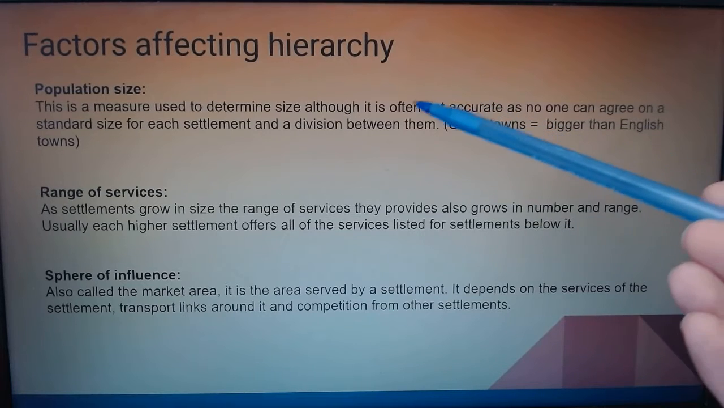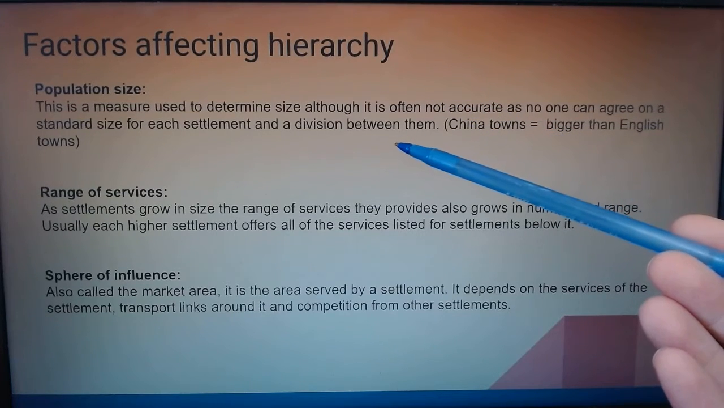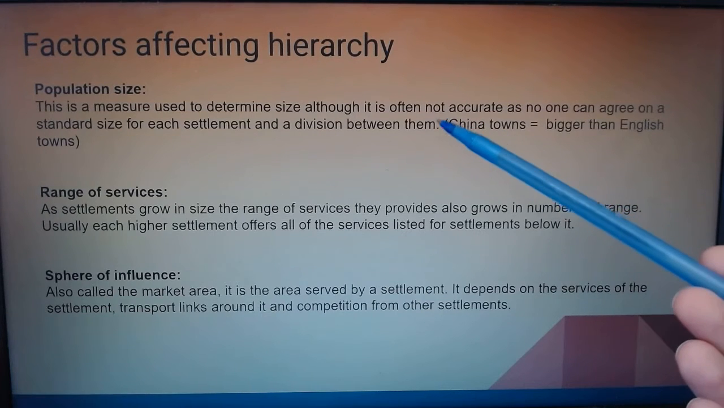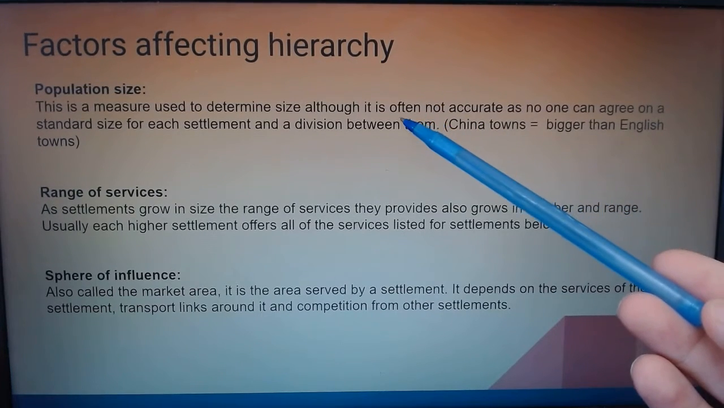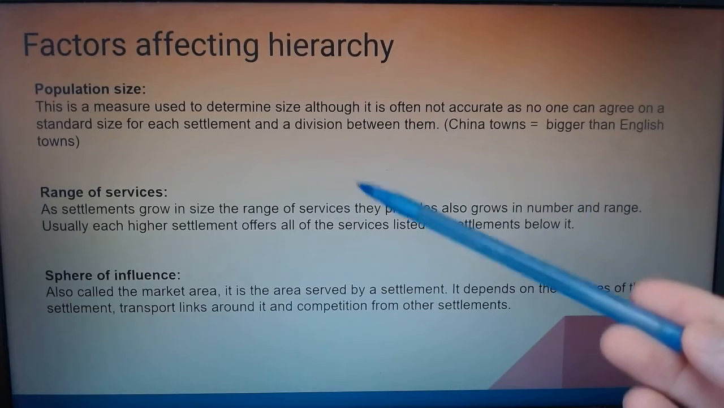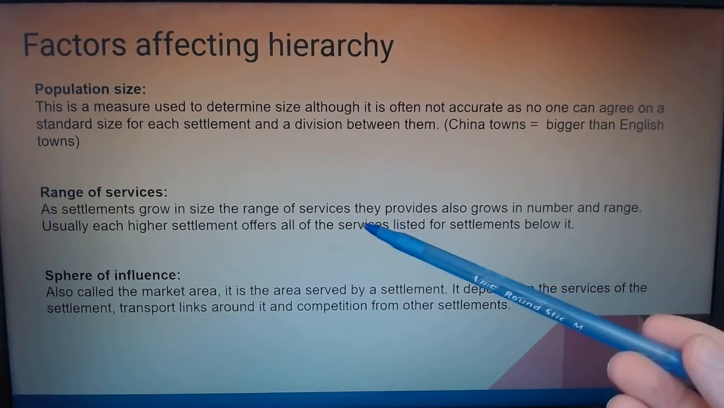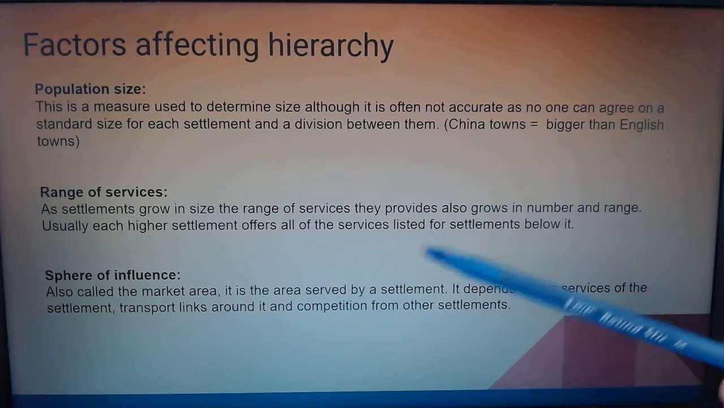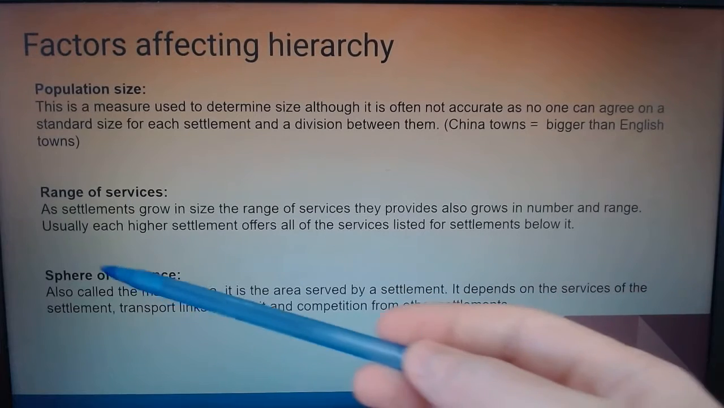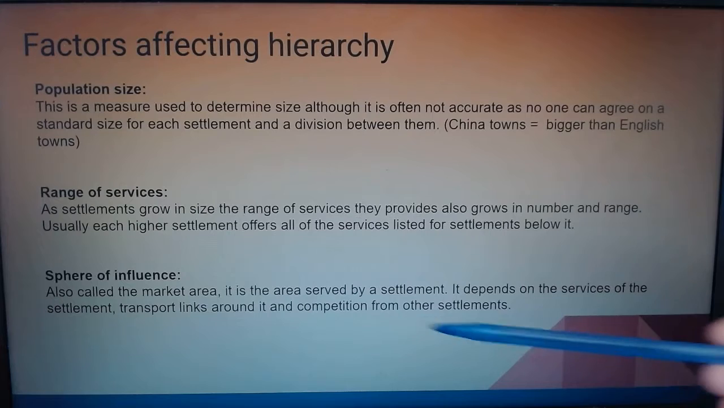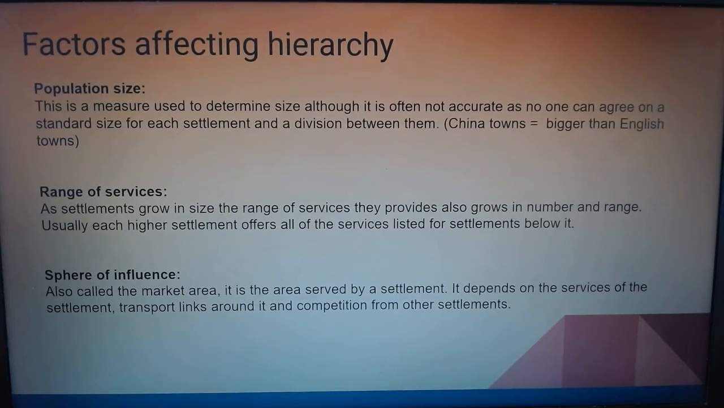So again, Nassau has a bigger population than Alistown and Bimini. So if we were to rank them, Nassau would be higher. Range of services. Nassau provides more services than Alistown and Bimini. Okay, it's got considerably more services. Sphere of influence. Nassau has more services, it's got better transport than Alistown, and very little competition from other settlements. So again, Nassau would rank higher in our hierarchy.